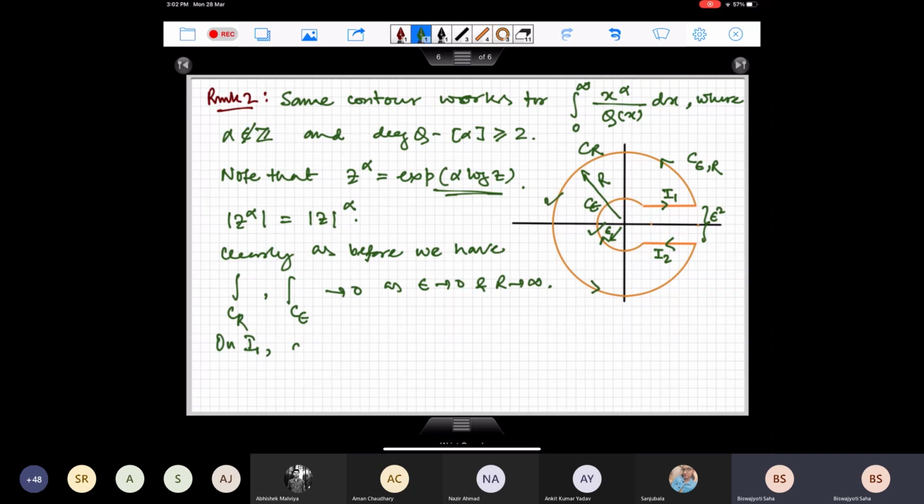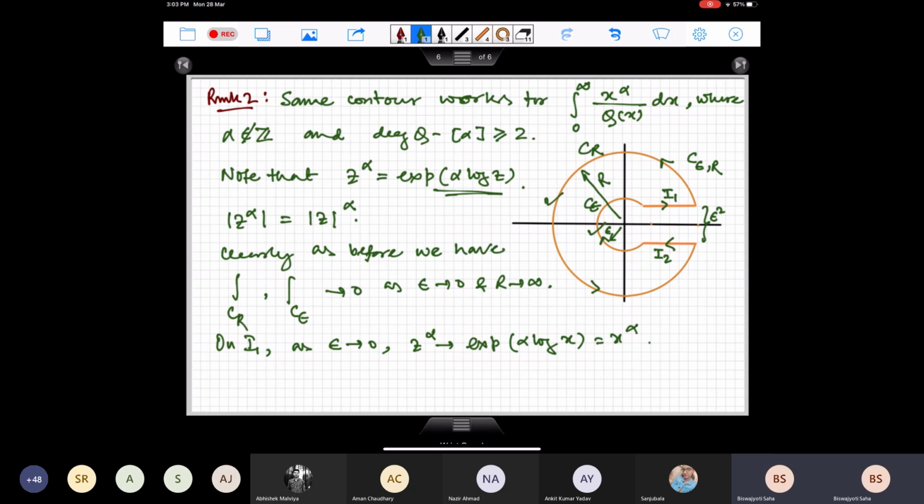So on I1, as epsilon tends to 0, what is my z power alpha? z power alpha is, remember, exponential alpha log z. So as epsilon tends to 0, we said theta tends to 0. And since theta tends to 0, what do I have? If theta tends to 0, then your log of z is essentially becoming log x. Okay, so z power alpha is going to, this is log x, which is x power alpha. So that's what the function is becoming.